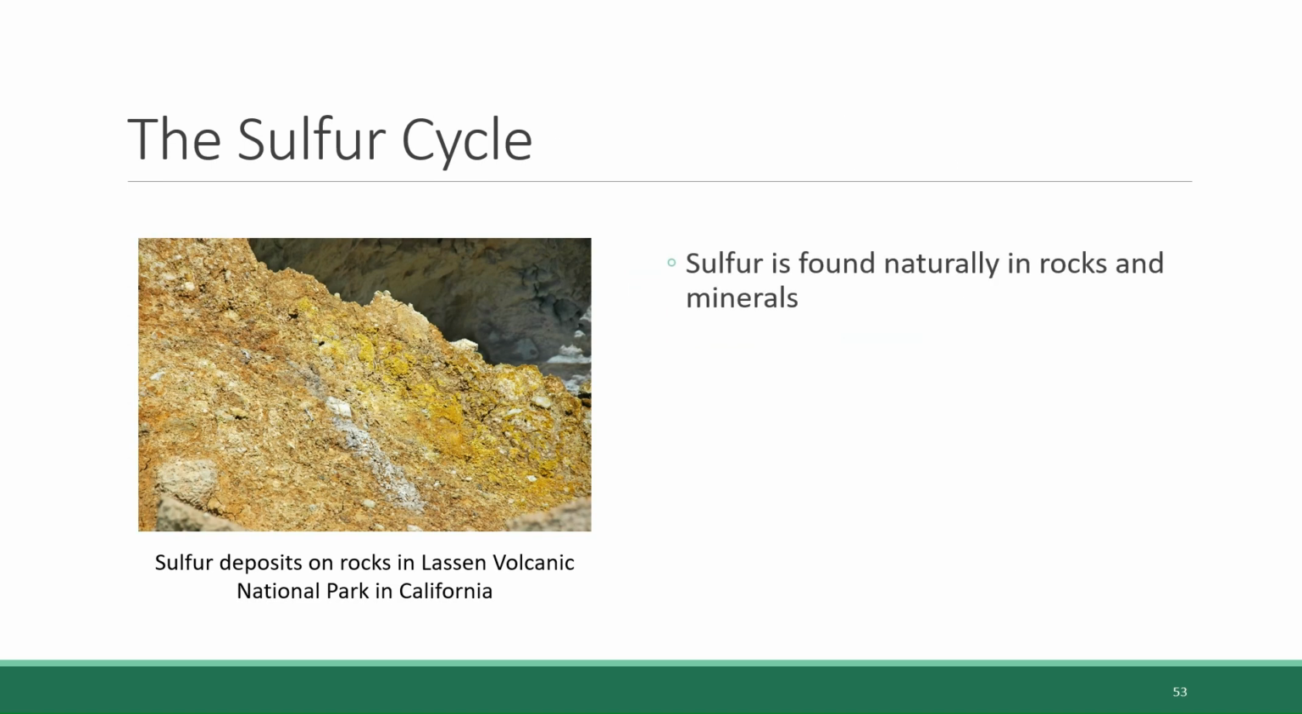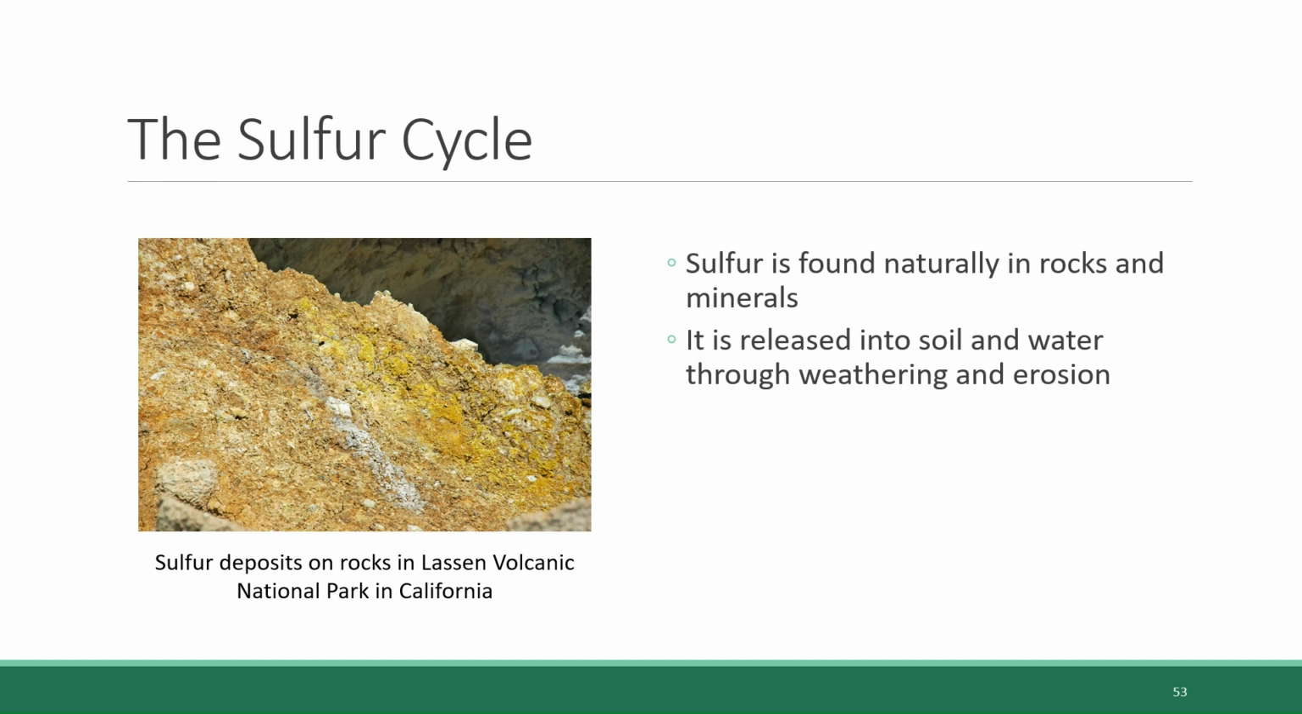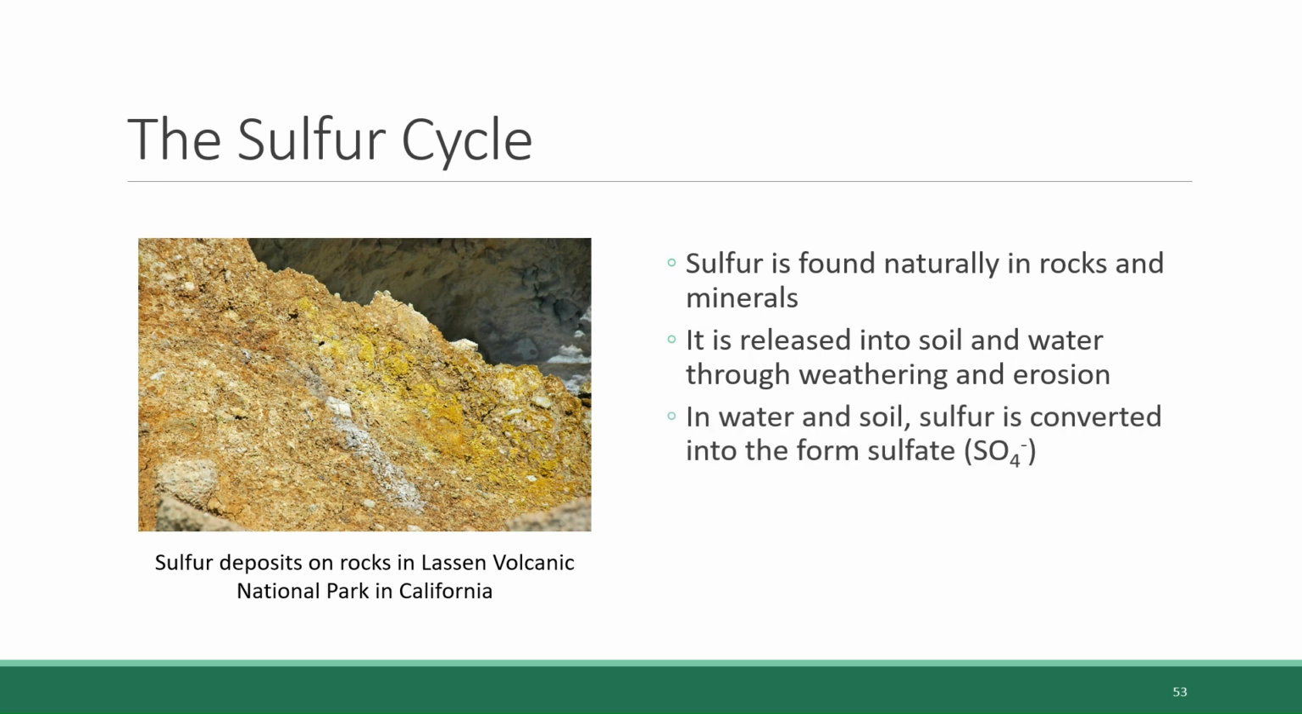The element sulfur is found naturally in rocks and minerals. Here on the left, you can see yellow colored sulfur deposits on a rock formation in Lassen Volcanic National Park in California. Through the weathering of these rocks and erosion, sulfur gets released into soil and water. Once in the soil and water, sulfur gets converted into the form of sulfate ions, or SO4, with a negative electric charge, through a variety of biochemical and geochemical processes.